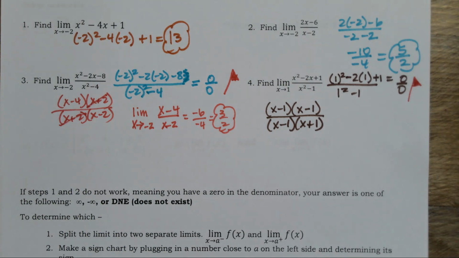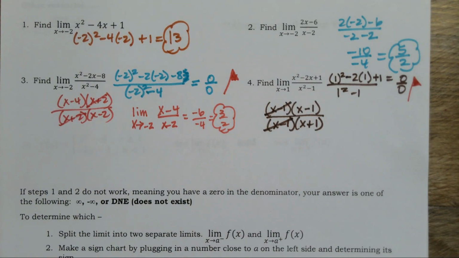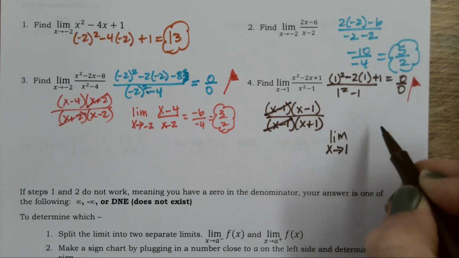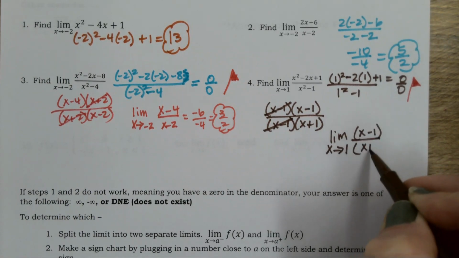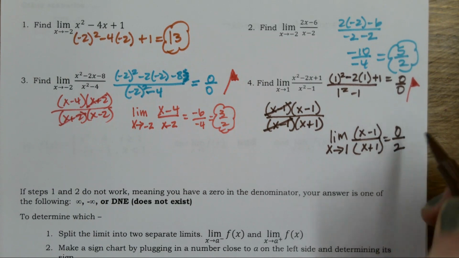I cancel out the culprit. Which x minus 1 do I cancel out? It really doesn't matter. And now I'll reevaluate the limit. The limit as x approaches 1 of x minus 1 over x plus 1. And I end up with 0 over 2.